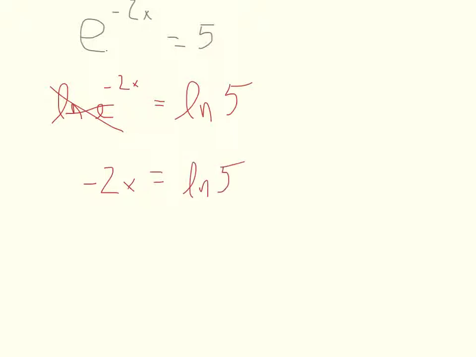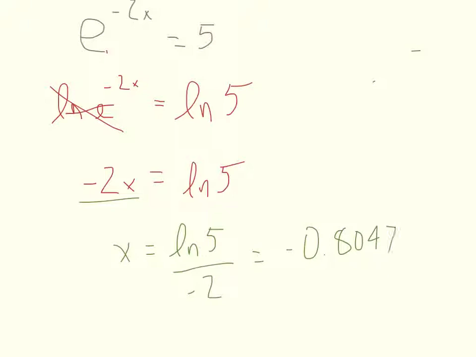Now ln of 5 is an irrational number, it goes on forever, no pattern, so we're just going to leave it like that. Next thing, we divide by negative 2, so x equals the ln of 5 divided by negative 2. Now if you want to type that in the calculator, you get something like negative 0.8047, which is okay, but I kind of like this answer a little bit more. It's slightly neater. I know where it came from.